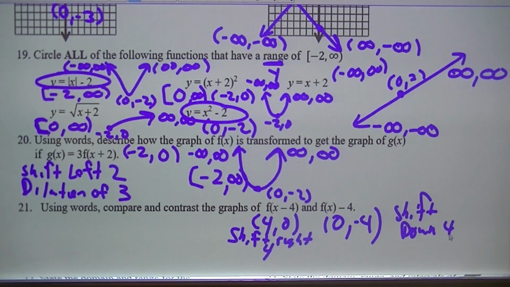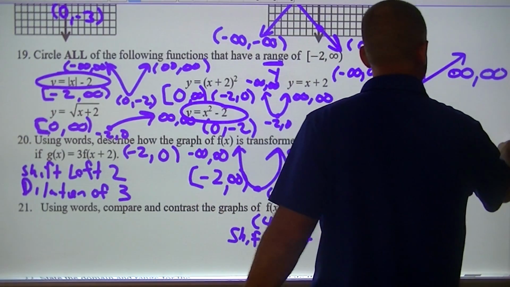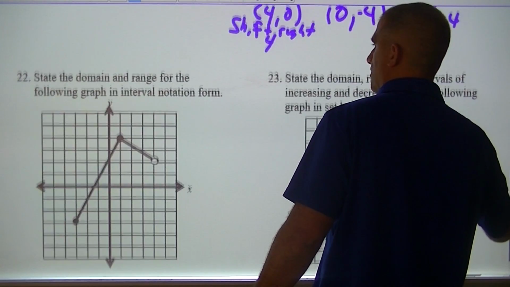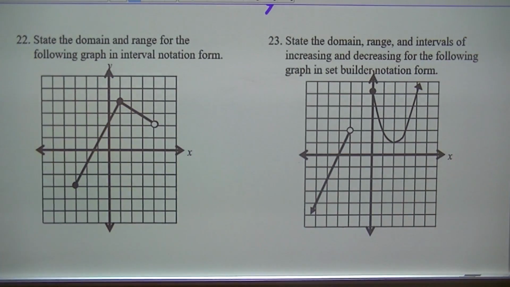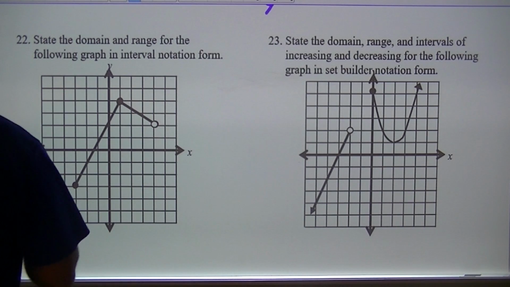Okay? All right? I think we're almost done. We're down to the last few questions. Just hang with me. So we want this first one in interval notation. Now, this is pretty easy.